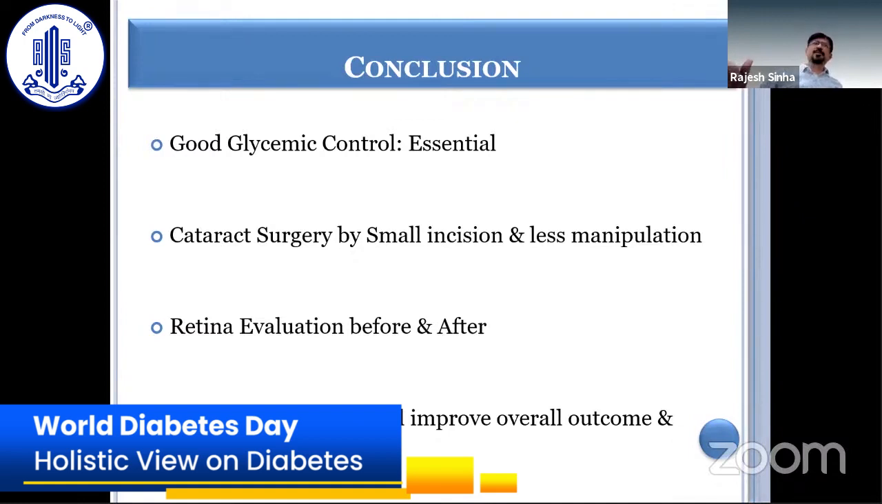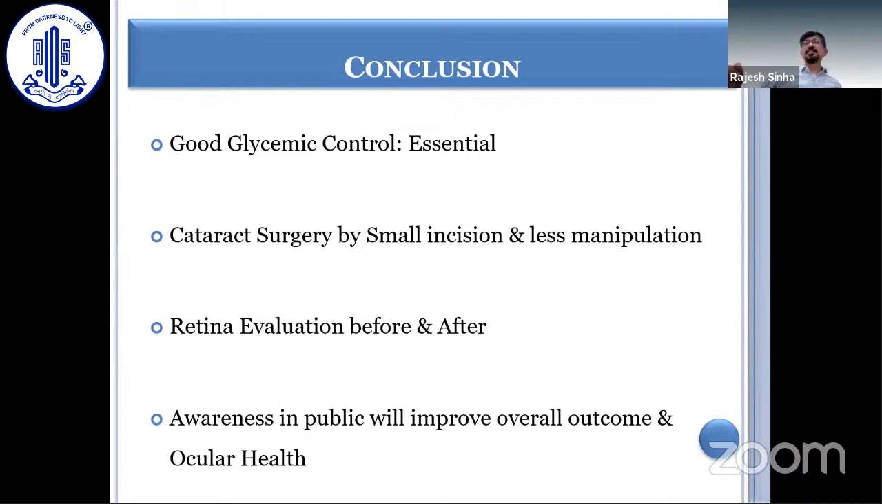So in conclusion, there are so many things that we can keep discussing about cataract and cataract in diabetics, but I would just like to conclude here by saying that the basic aim of doing this webinar is to increase awareness regarding good glycemic control, and that is very essential in order to have a good outcome of cataract surgery in a case of diabetes. And of course, as far as surgery is concerned, it should be done by a small incision and minimal manipulation so that there's less post-op reaction and cystoid macular edema.